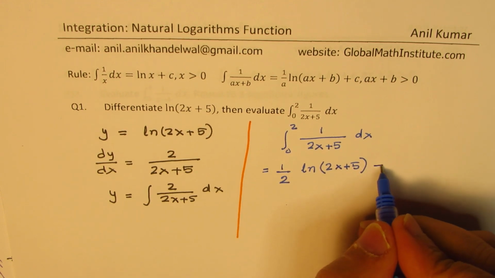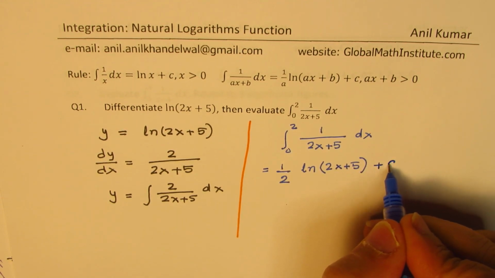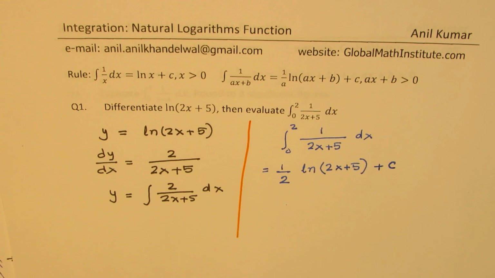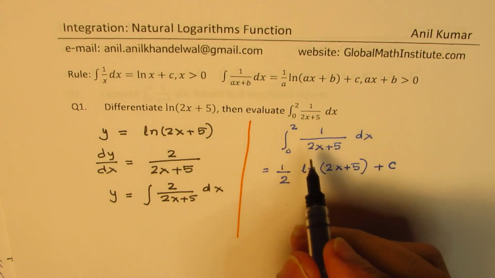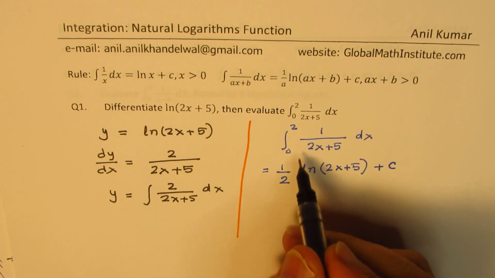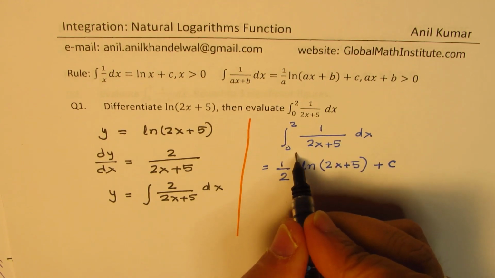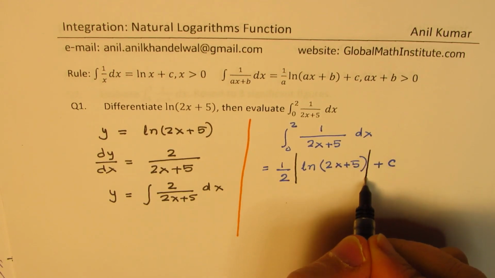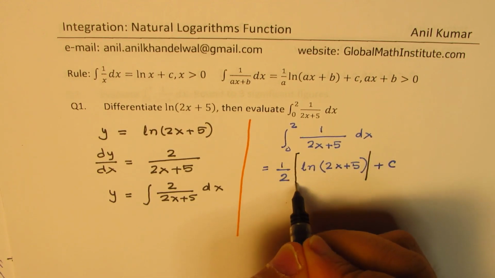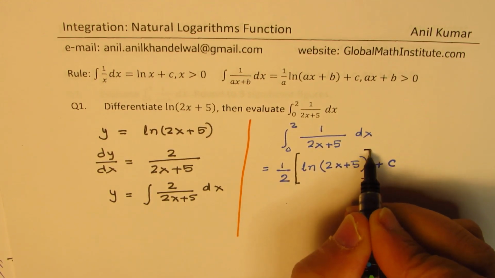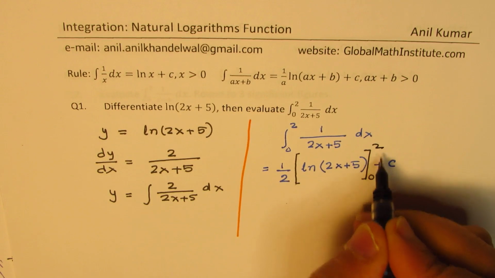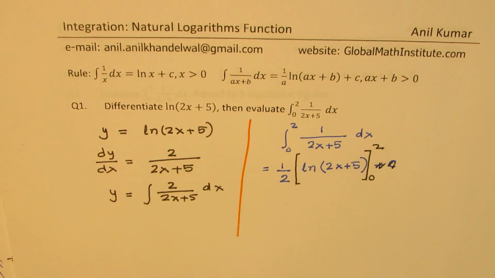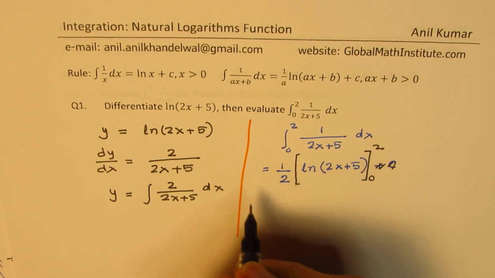Definitely, we'll have to write c here. But when we are doing a definite integral, we now know the condition 0 to 2. So we can now find the value of this from 0 to 2. That is the meaning of a definite integral. So we don't need the constant c. Is that clear to you? Okay, so let's do this.